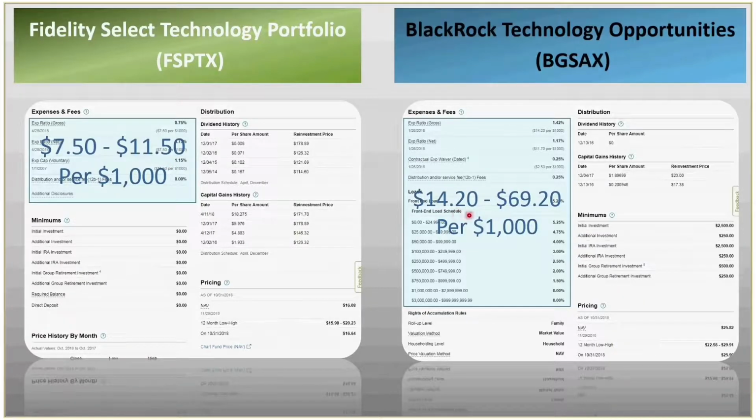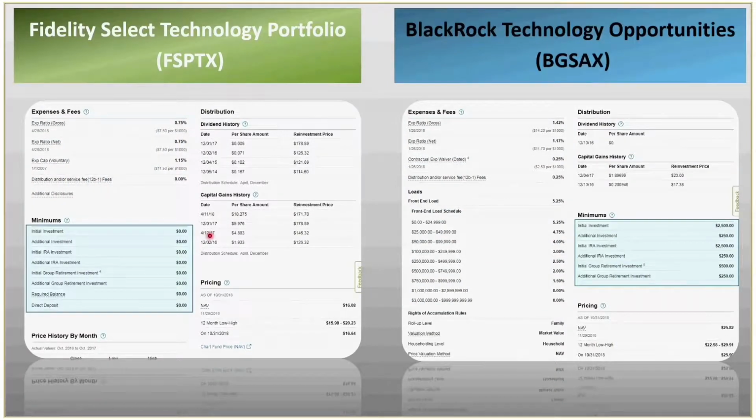Over here, if we look at the BlackRock, you can see that it ranges from $14.20 up to $69.20. And this is assuming the contractual expense waiver is brought down to zero. So again, if you're investing $1,000, having 7% taken out is a big hit. So that load fee makes a huge difference as far as what your expenses are going to be. When you're looking at these funds, you'll want to take this into consideration. That load fee is something that you'll want to watch out for because it usually ranges between, I'd say, 4 to 6, 7% is usually what you'll see on there.